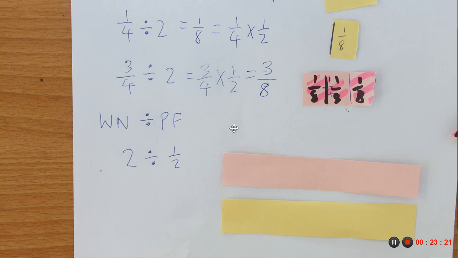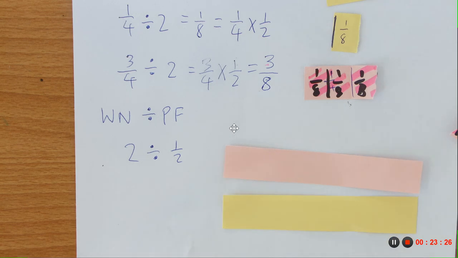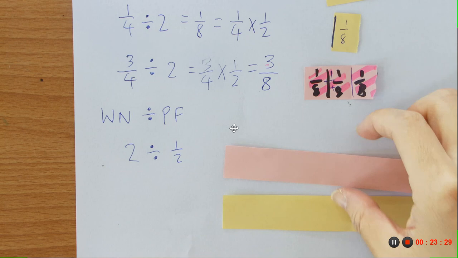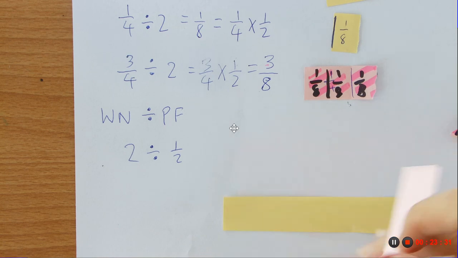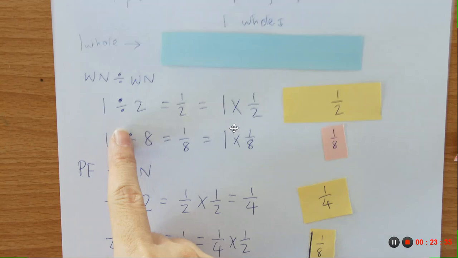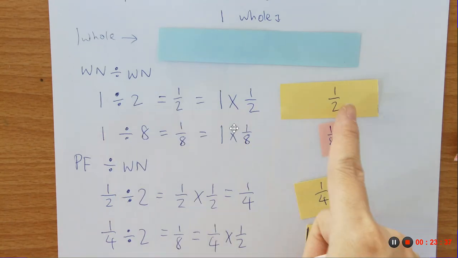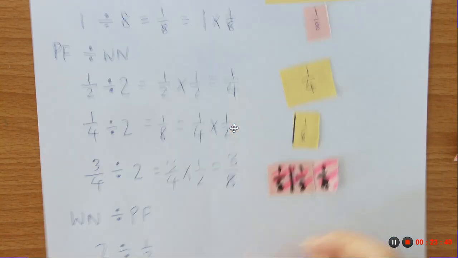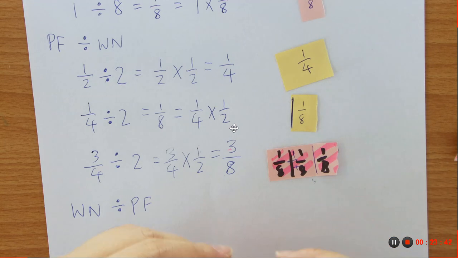Here's 2 wholes, right? How to get half? I just fold this into 2. This one I already know. 1 divided by 2 is half. Half is 1 strip, right? Okay, times 2. But that's half. So here I have the first whole.